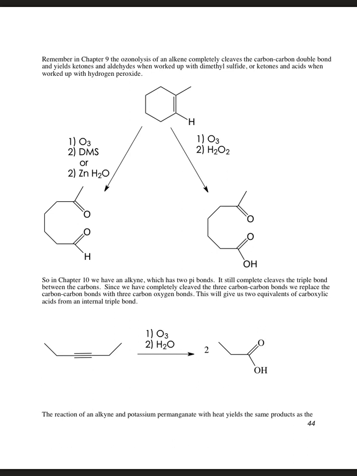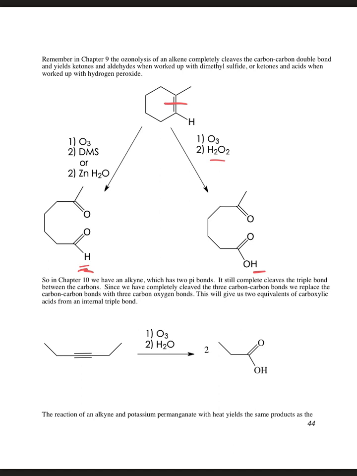In the alkene chapter, with ozone followed by dimethyl sulfide or zinc and water, we cleave everything between the two carbons and form two carbonyls. With the reductive workup, dimethyl sulfide or zinc and water, we got an aldehyde and a ketone. With the hydrogen peroxide, the oxidative workup, we get the carboxylic acid with a double bond.